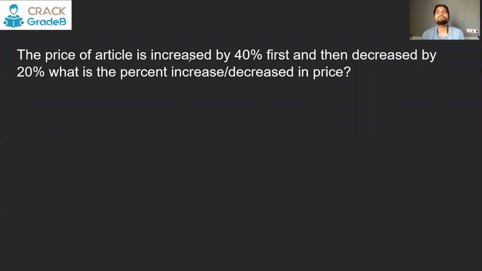Price of an article is increased by 40% first and then decreased by 20%. What is the percent increase or decrease in the price? So, if price, you can start considering 100. First, it is increased by 40%. It will become 140. And now it is decreased by 20%.